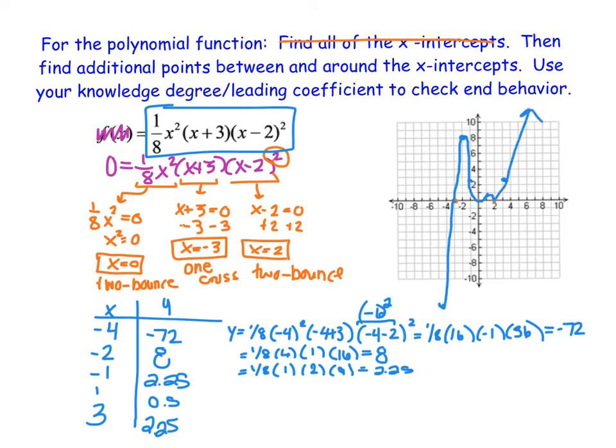Then I can use my degree and leading coefficient to confirm that this is what was supposed to happen. Well, my leading coefficient is positive, so my right side pointing up is correct. And while my degree might not be obvious, my degree is actually all of these added together. So 2 plus 1 plus 2 equals a degree of 5. And because that is odd, I know that my ends should be pointing in opposite directions, which my graph is, so I can confirm that everything that I've done is accurate. Both of my ends are opposite, the right side is up. I found my zeros with their bounces and some accurate points between and around those points.